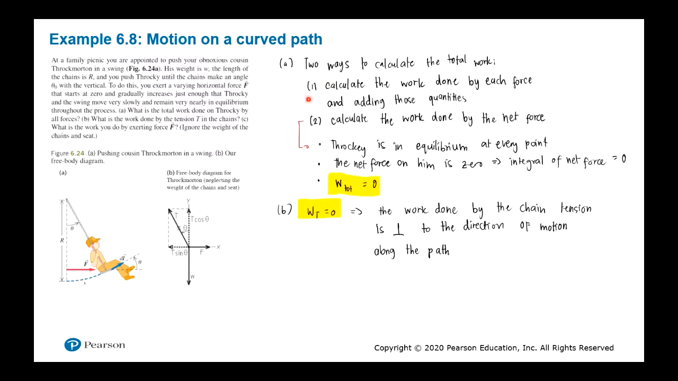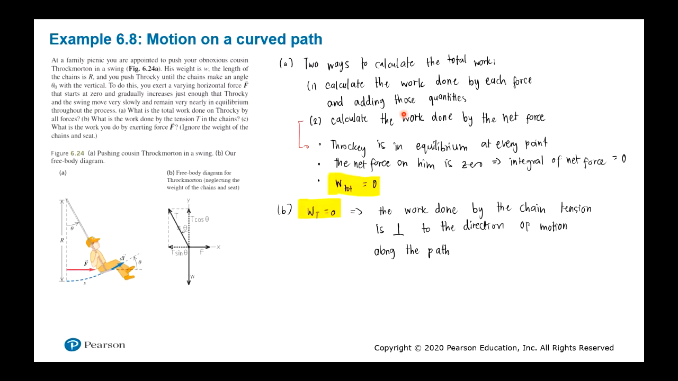Now, again, as I've mentioned, there are two ways to calculate the total work. The first is to calculate the work done by each force and then add them for the total work. Or you calculate the work done by the net force. It says that Throcky is very nearly in equilibrium, so we'll consider that he is in equilibrium. If the particle is in equilibrium, meaning it's either at rest or at a constant velocity, the net force on him will be zero. That means the integral of that net force will be equal to zero. And that is why our answer for this first question is that the total work done on Throcky is zero.